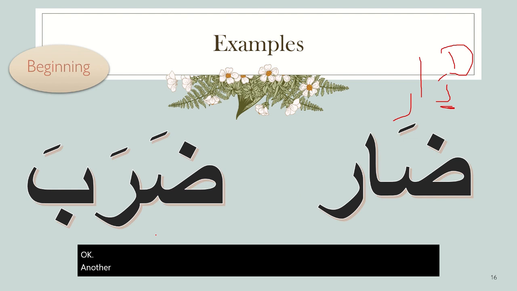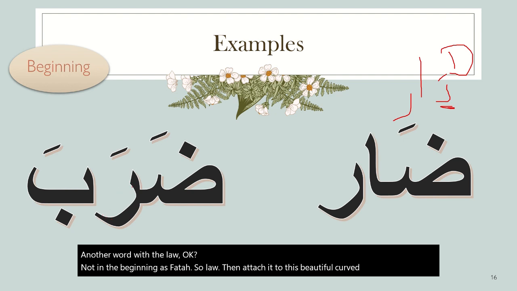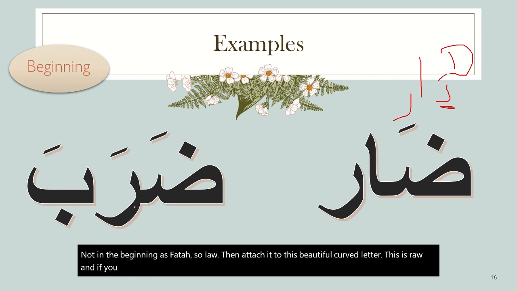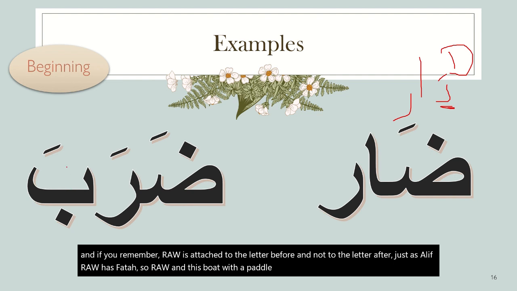Another word with la. La in the beginning has fatha, so la. Then attach it to this beautiful curved letter. This is ra, and if you remember, ra is attached to the letter before and not to the letter after, just as alif. Ra has fatha, so ra, and this boat with the paddle below, this is ba, with fatha in the end, so ba.